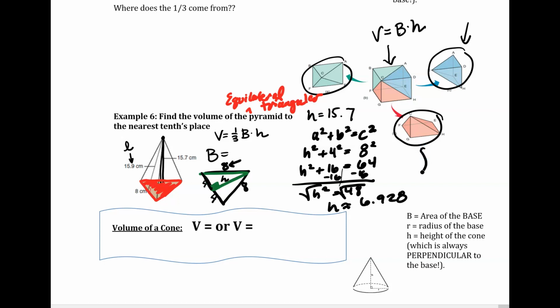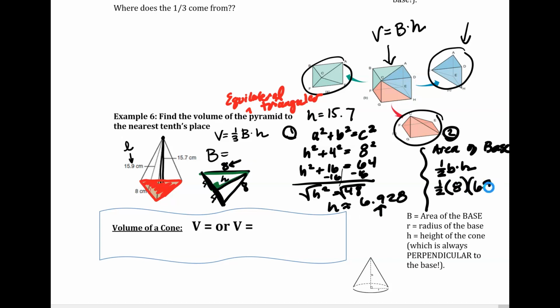So now I'm going to come over here and write down, I'm going to find the area of the triangle. So this was step 1. Step 2 is going to be to find the area of the base. Since the base is a triangle, that formula is 1/2 base of the triangle times the height of the triangle. So 1/2 times the base of the triangle, which is 8, and the height of the triangle I just found with the Pythagorean theorem, 6.928. Okay, if I multiply that together, the area of the base is approximately 27.712. Okay, so there we go.